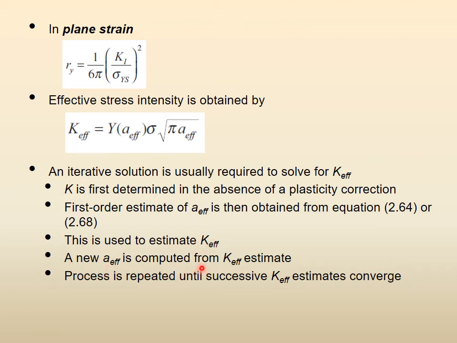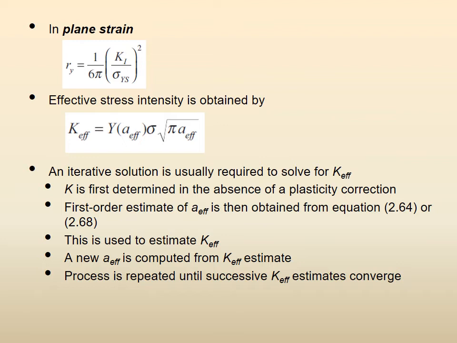A new A effective is computed from the K effective estimate. Remember, K is equal to Y sigma root pi A. So each time you can find a new K effective, it changes the A effective. The process is repeated until the K effective last time and this time is almost the same. So you decide that, say, the difference should be 0.001, for example, right? So the previous one, the current one, the previous one, the current one, until the two K effectives, the last one and the current one, are almost the same. You keep on doing this iteration. So you have to write a very small 2-3 line program in whatever, in MATLAB, in MathCAD, in C, wherever, and then you do it, right?